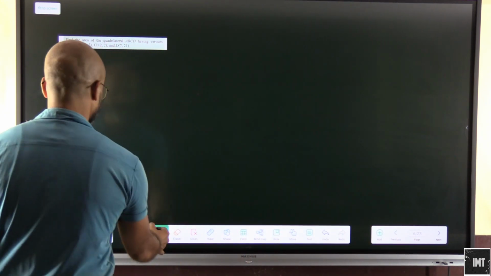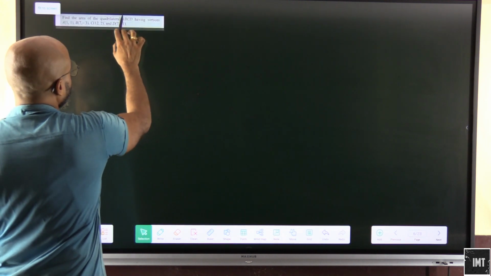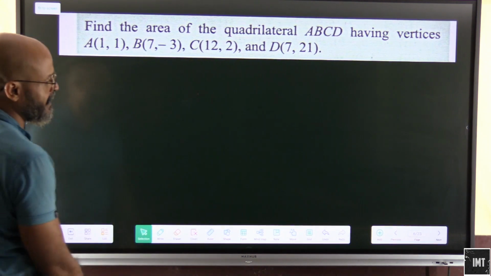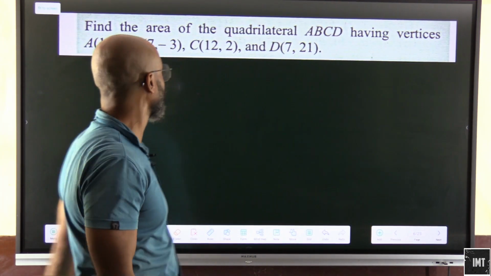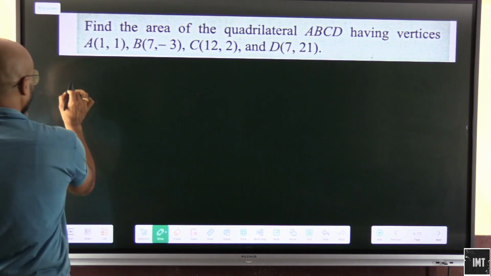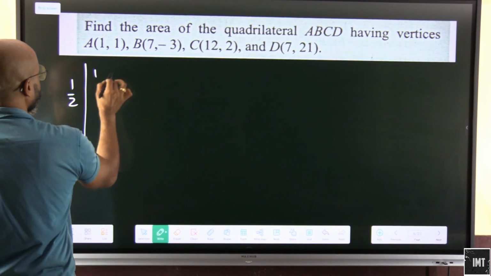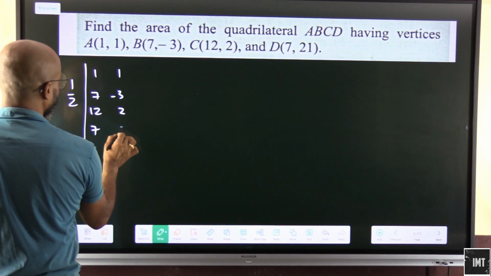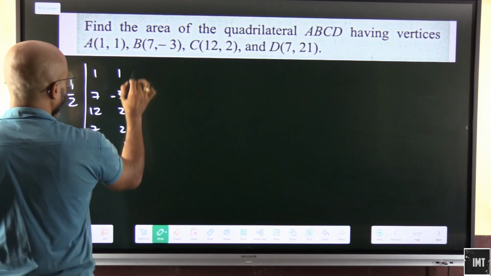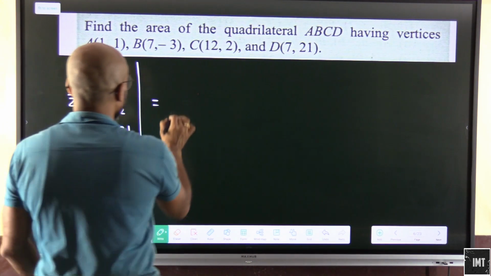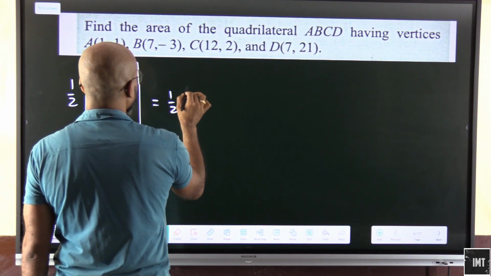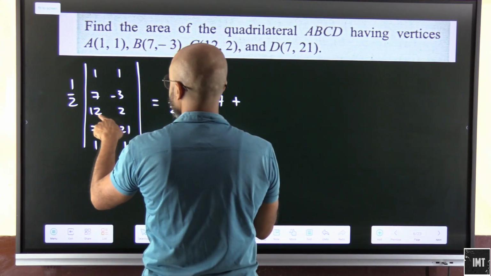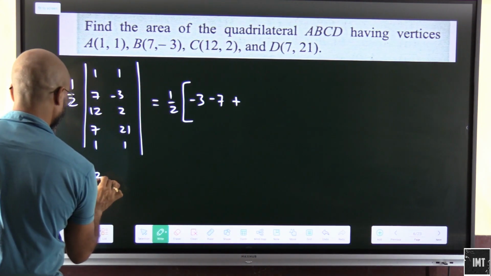So let's calculate this. Okay, find the area of a quadrilateral which has vertices as this. Okay, so quadrilateral area, again, quadrilateral area is half, we will just write the vertices 1 1, 7 minus 3, 12 2, 7 21, and this will be again 1 1, for an n-sided polygon. Okay, so this will be half, and this will be minus 3 minus 7 plus 12 into 21, so 21 into 12.